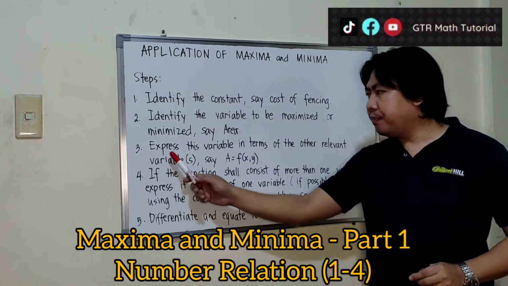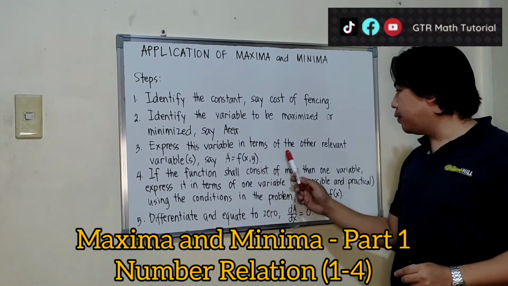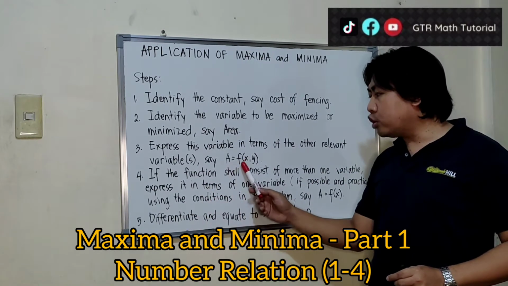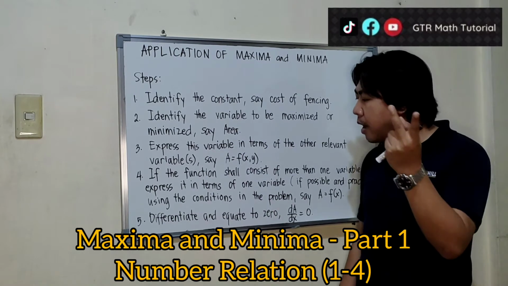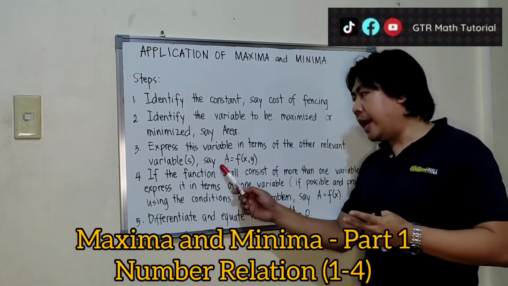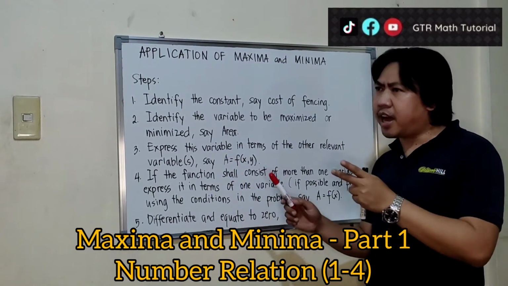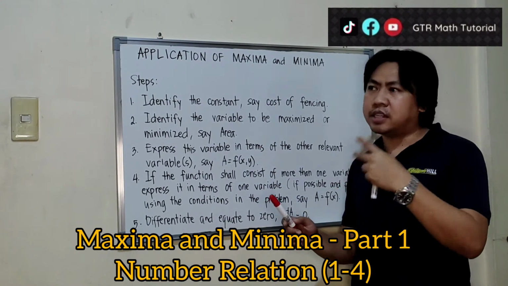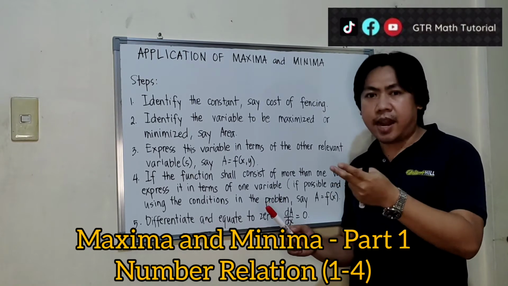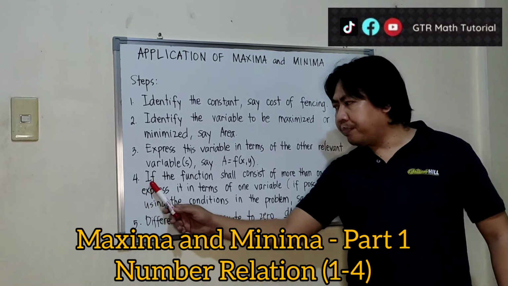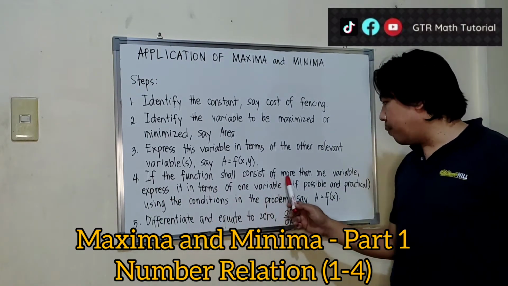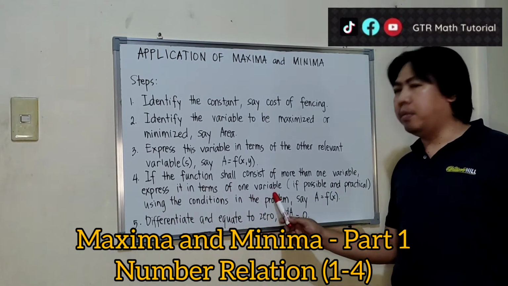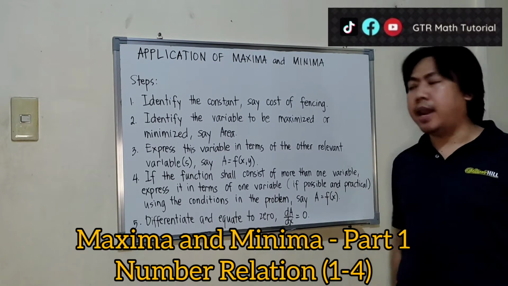Okay, number 3, express this variable in terms of the other relevant variables. Say, area is a function of x and y. So usually we have two variables. Since area is length times width, we can express that as x and y. X is the width and y is the length. Okay? So for number 4, if the function consists of more than one variable, express it in terms of one variable, if possible and practical.